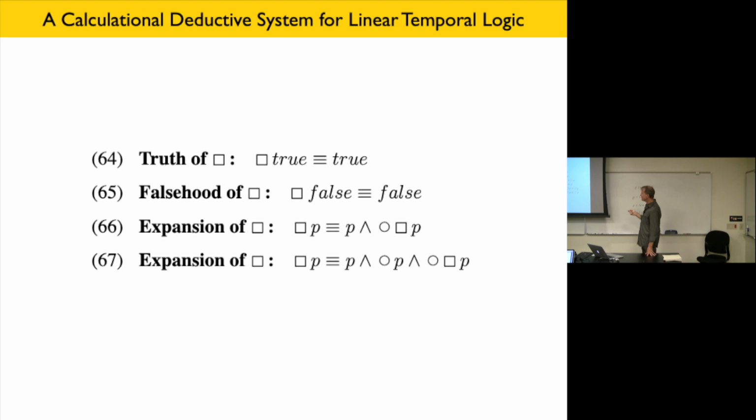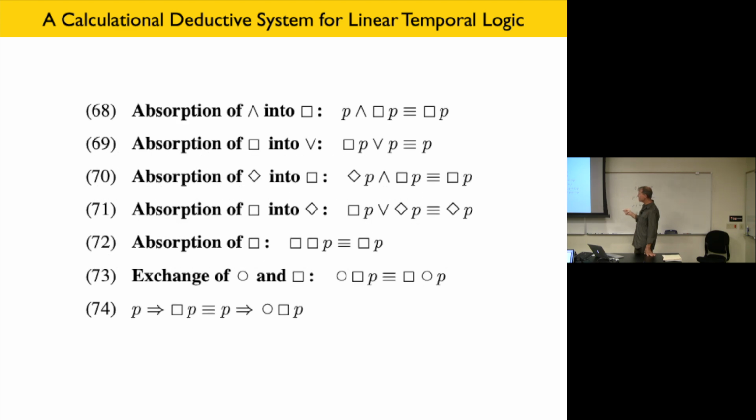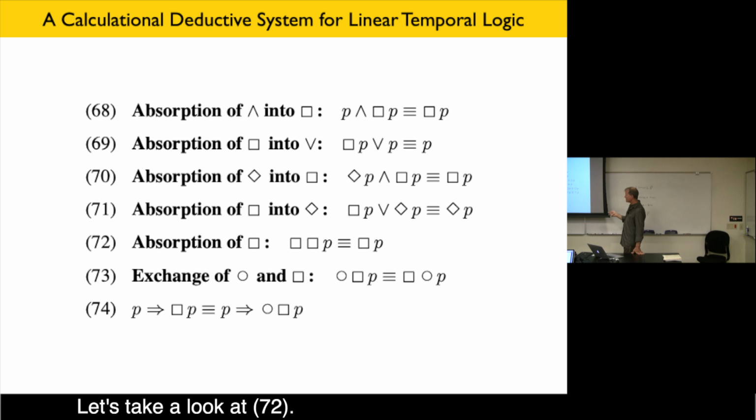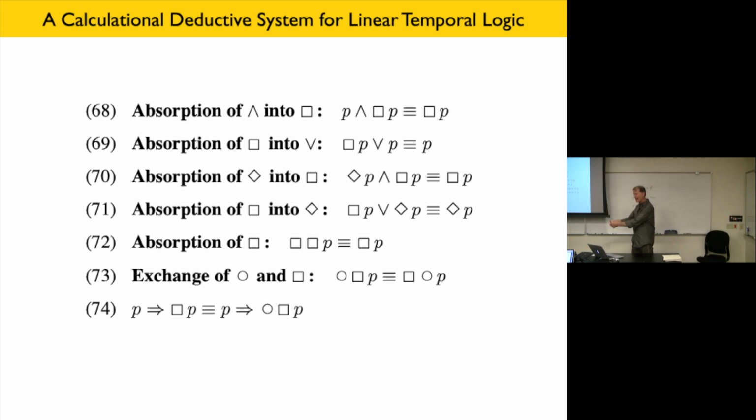And here's 53 through 60. We've got the truth of always true equals true, always false equals false. We have an expansion. We have some absorptions. And here is another interesting one. Let's take a look at 60. Always always, obviously, that's the same, that equivalence is what? Just always. And if you have always, always, always, always, what do you have?